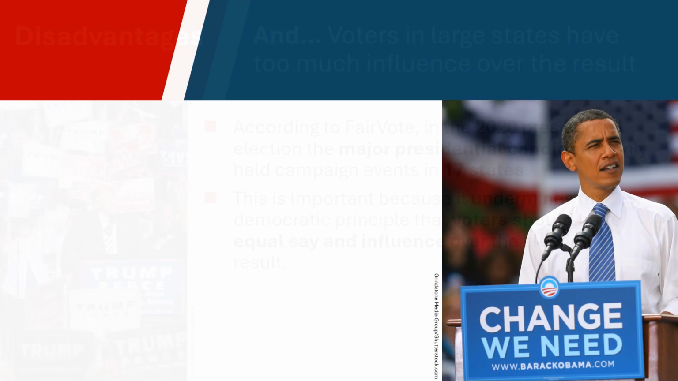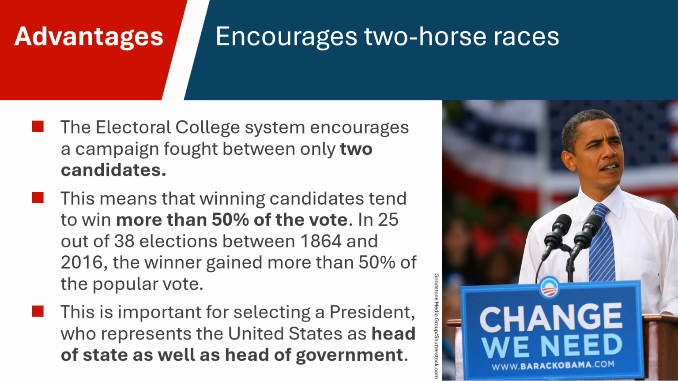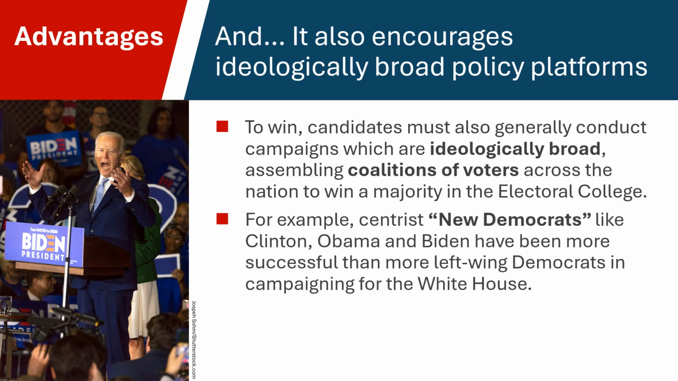A second advantage of the Electoral College is that it encourages 2-horse races. The Electoral College system encourages a campaign fought between only 2 candidates. This means that winning candidates tend to win more than 50% of the vote. In 25 out of 38 elections between 1864 and 2016, the winner gained more than 50% of the popular vote. This is important for selecting a president, who both represents the United States as head of state as well as head of government. The Electoral College also encourages ideologically broad policy platforms.